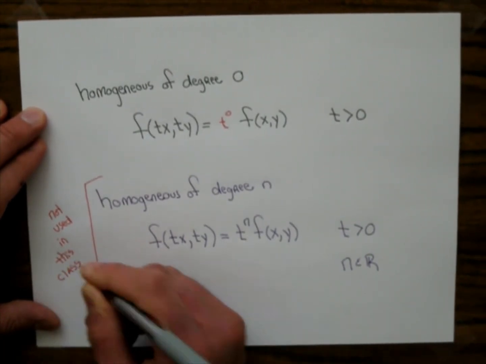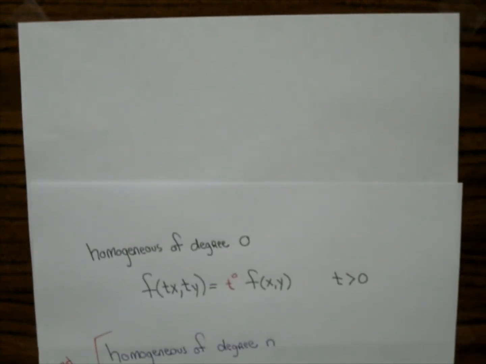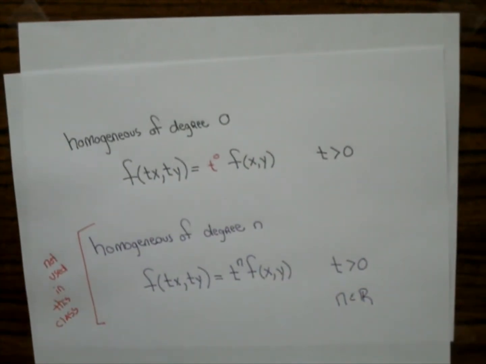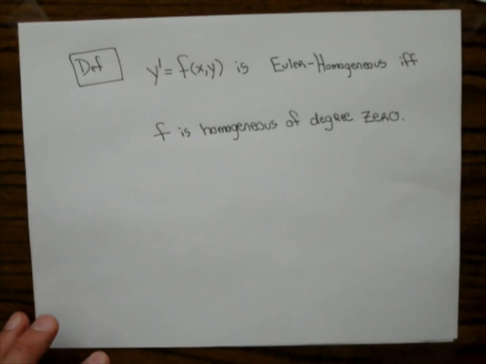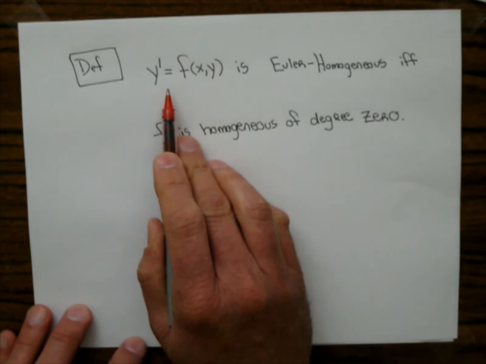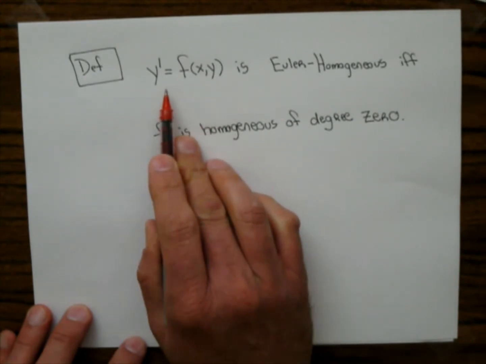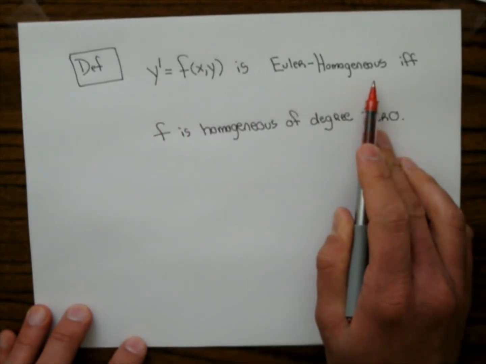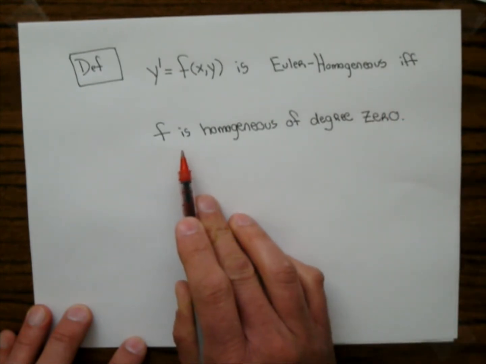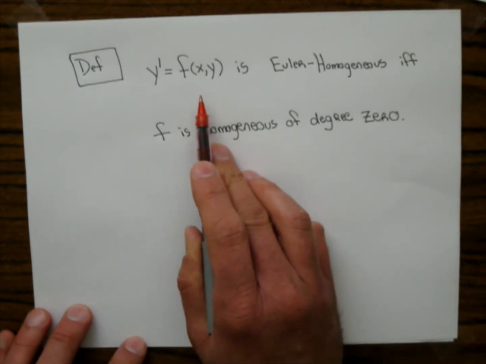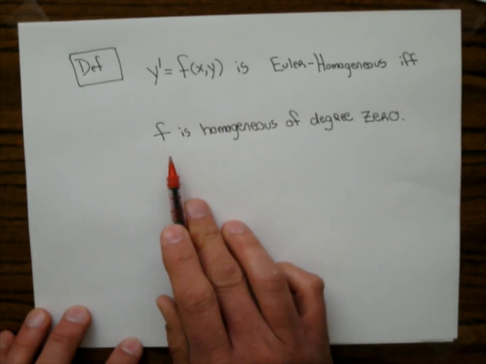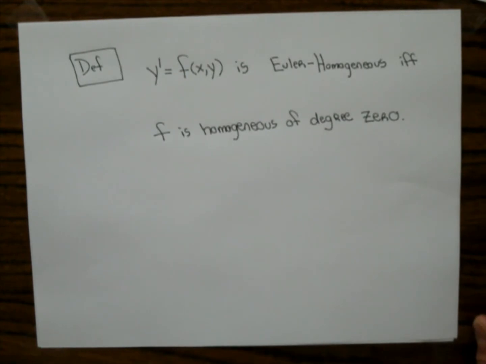Okay, so let's go ahead and get to what we really wanted to get to, which is: what is an Euler-homogeneous differential equation? Let's show you the definition. We have a first order differential equation, which we're studying in chapter 1. This happens to be Euler homogeneous if and only if f is homogeneous of degree 0. So the right hand side is homogeneous of degree 0. And if we have that, then this thing is Euler homogeneous.